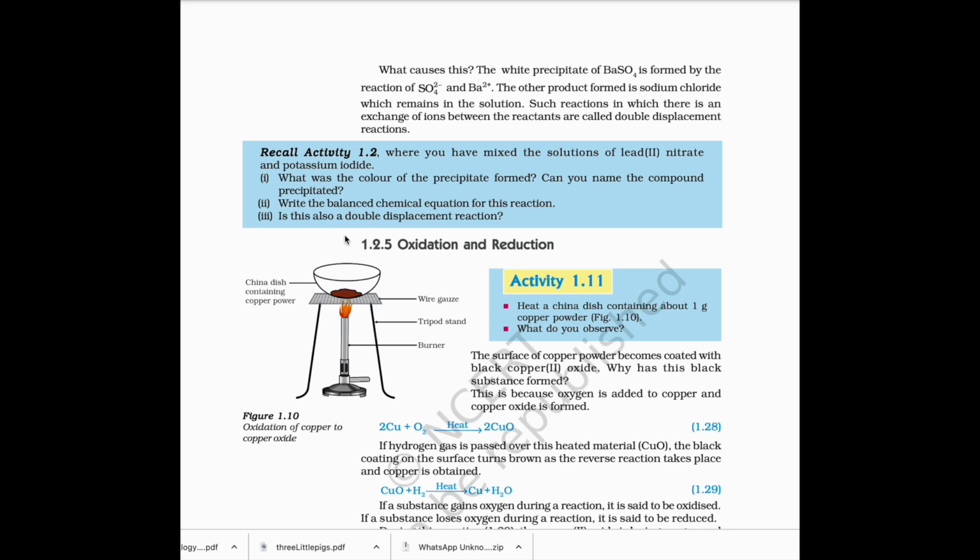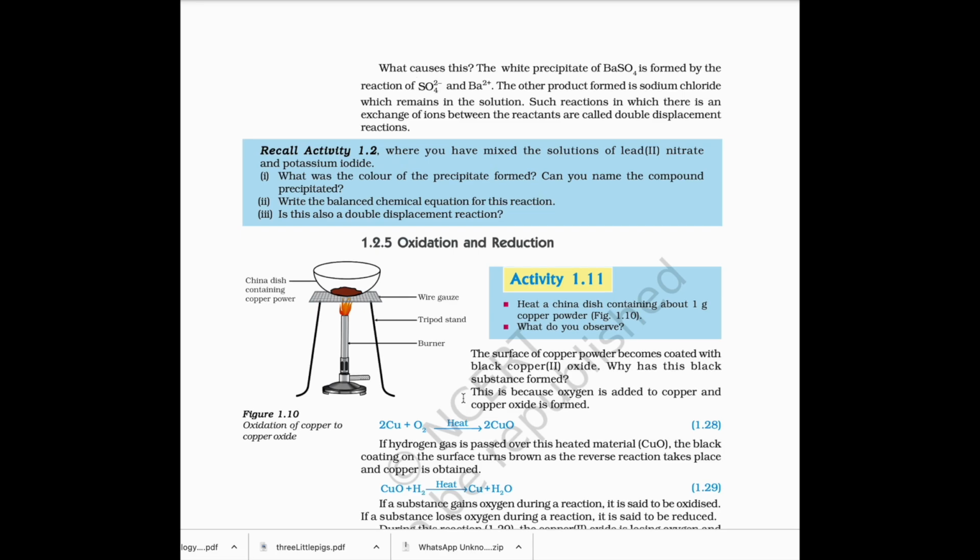1.2.5 Oxidation and Reduction. Activity 1.11. Heat a china dish containing about 1 gram copper powder. Figure 1.10. What do you observe? The surface of copper powder becomes coated with black copper oxide. Why has this black substance formed? This is because oxygen is added to copper and copper oxide is formed.